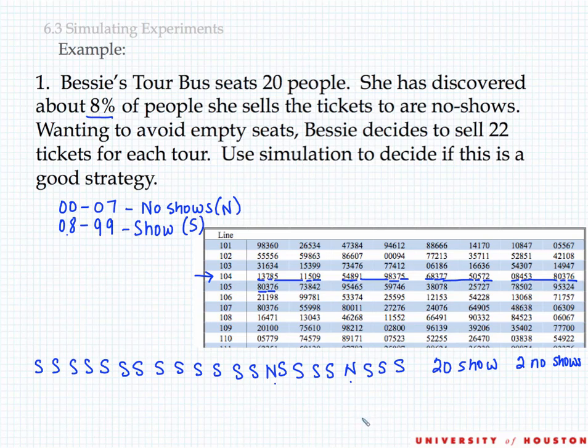When running a good simulation, you would repeat this several times and then look at your averages, the average number of shows and no-shows, to make the decision on whether or not she's done a good thing by selling 22 tickets per ride.